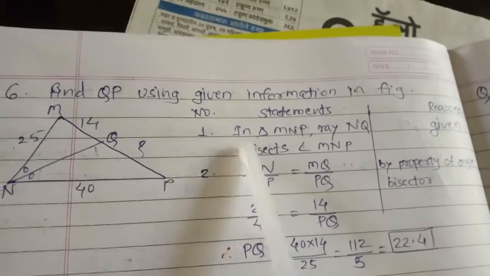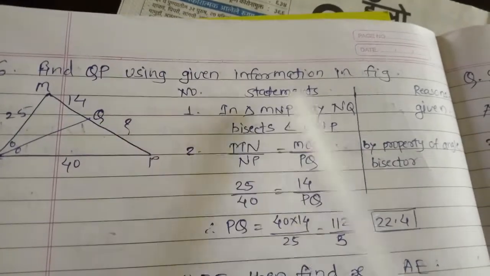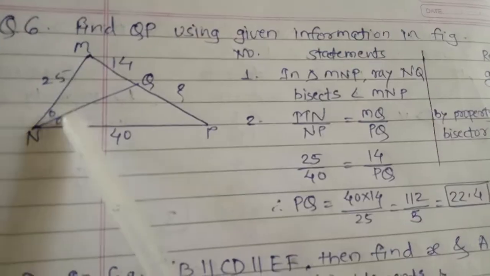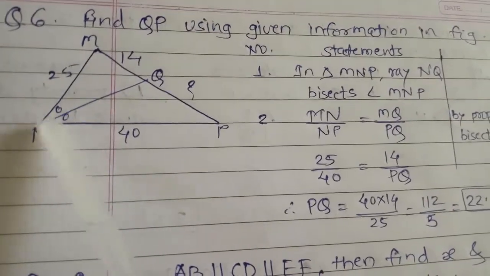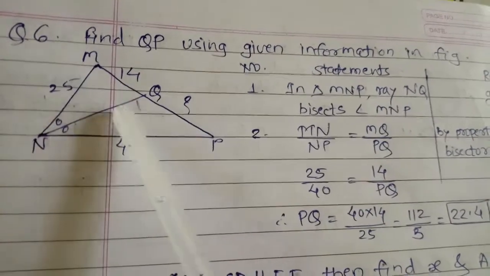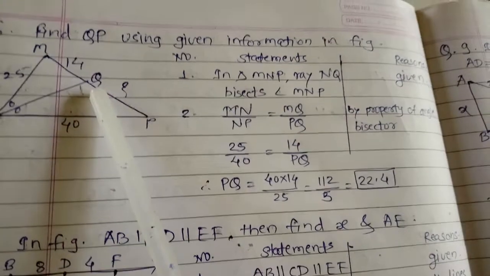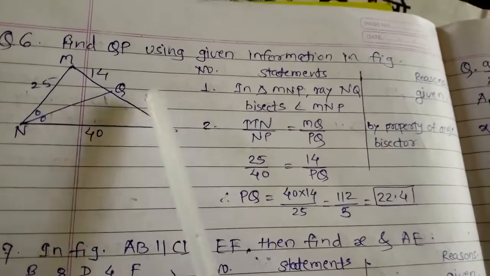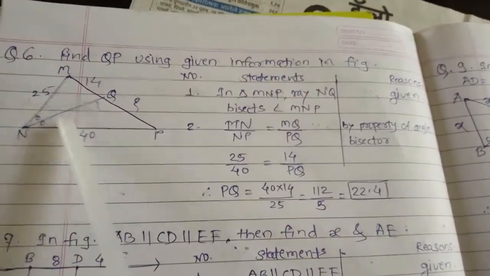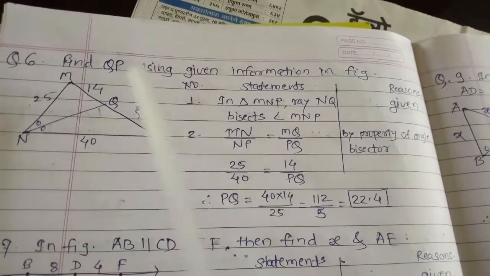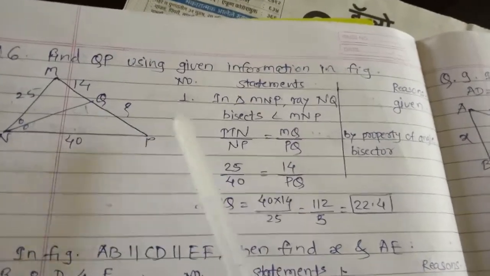Now next one, question number 6. Find QP using the given information in the figure. Again, you are given these equal symbols, which denote that it is a bisector, and whenever you see a bisector you have to use the property of angle bisector of a triangle. These two sides are given and you have to find this one. So MN upon NP is equal to MQ upon QP. You have to just write down this one.